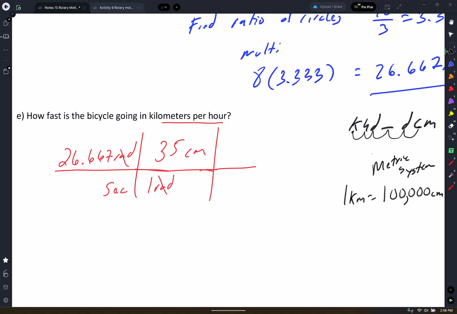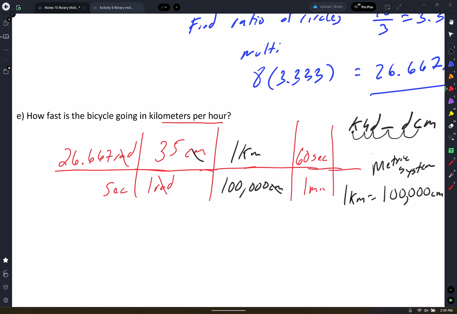I'm going to write 100,000 centimeters down here, and I'm going to put 1 kilometer. So there it is. The centimeters cancel. So right now I have kilometers per second. Is that what I want? No, I want kilometers per hour. So I'm going to write 60 seconds. In 1 minute there's 60 seconds, and I'm going to cancel the minutes. So I'm going to write 60 minutes, and I'm going to write 1 hour. Notice, minutes cancel out, seconds cancel out, and the only thing I have left is kilometers per hour.